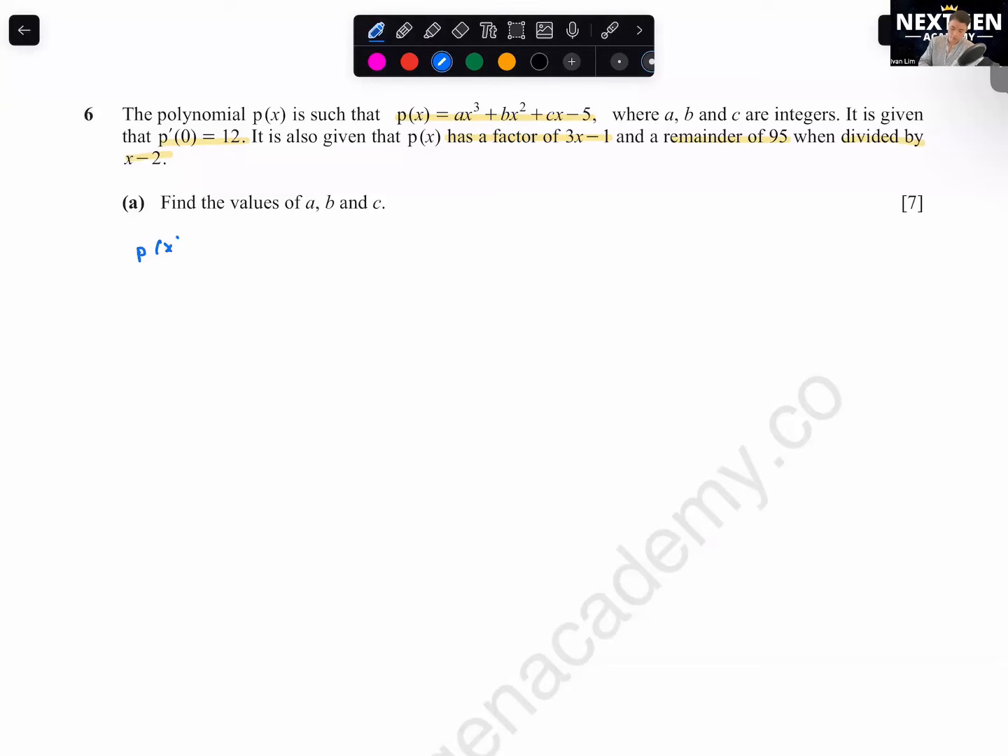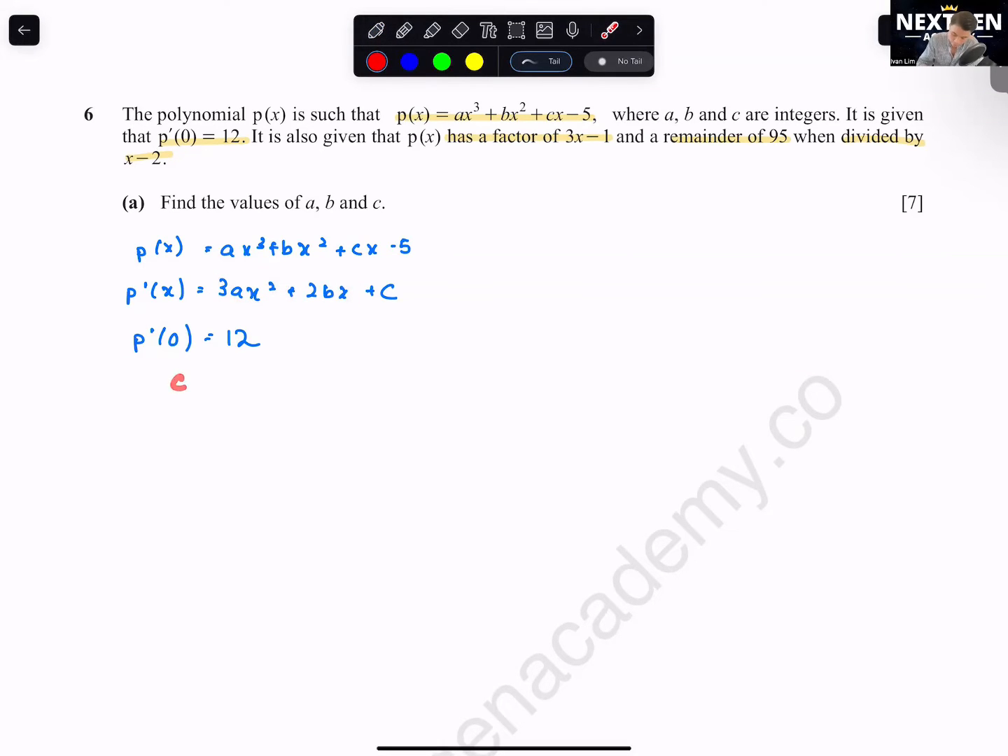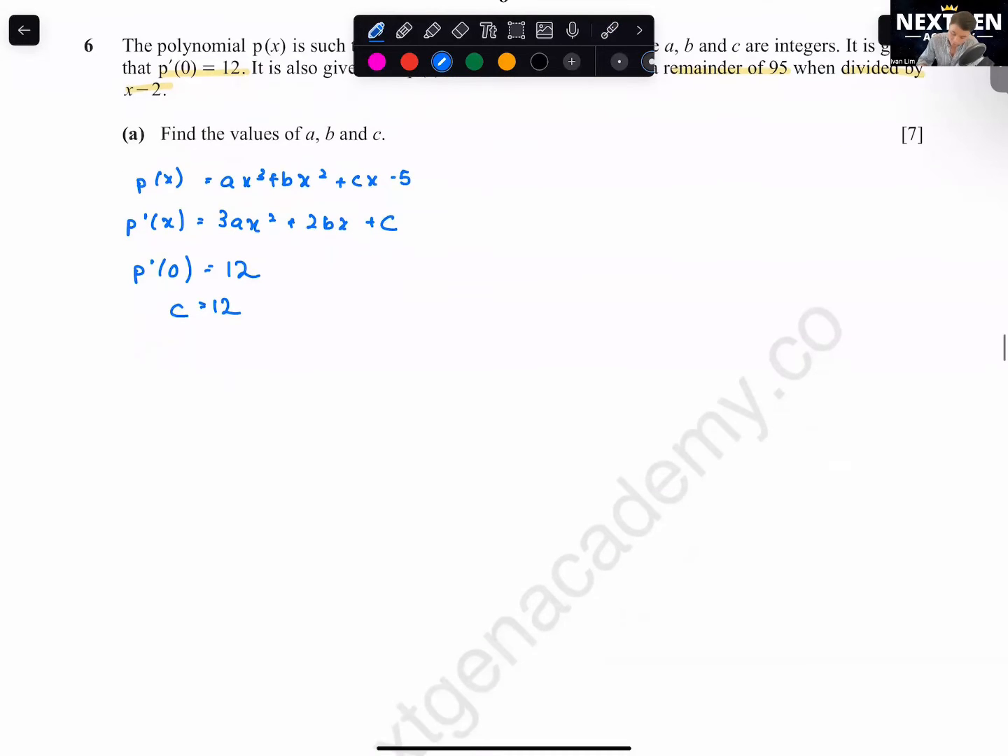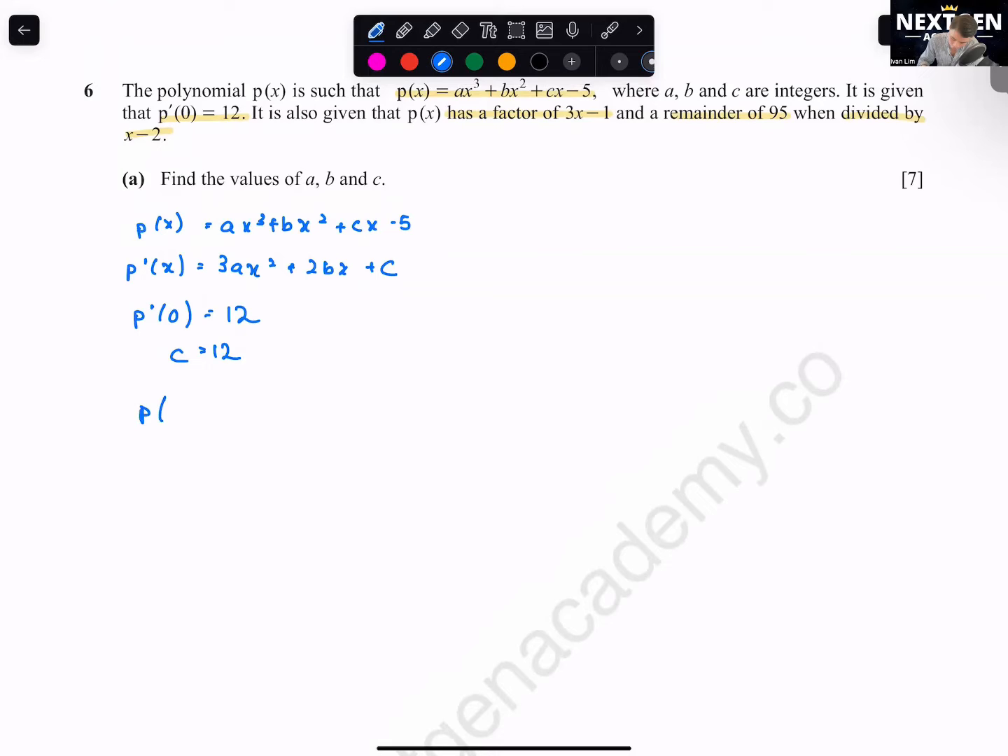Yeah, I like doing this type of question. Okay, your factor theorem. So ax cubed plus bx squared plus cx minus 5, they give us here first. p prime x means you need to differentiate it first. So 3ax squared plus 2bx plus c. Okay, p prime 0 is equal to 12. You substitute 0 in. So c is equal to 12. Okay, next one. Factor of 3x minus 1. So p of 1 over 3 equals 0. You substitute into the first equation.